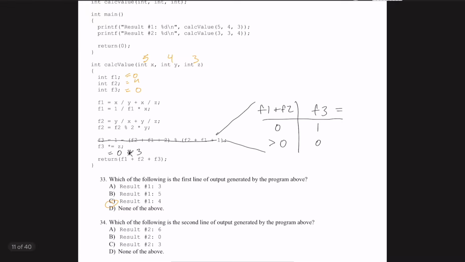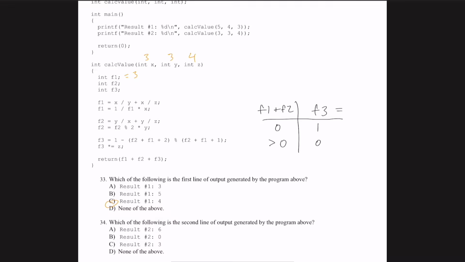Moving on to question 34, we have the same problem with some new inputs. I'm going to keep this table from the last question on the side so we can speed up our work. x is equal to 3, y is equal to 3, z equals 4. f1 is equal to 3 divided by 3 plus 3 divided by 4. That's going to be 1 plus 0 equals 1. f1 is equal to 1 divided by 1 times x. That's going to be 3. So f1 is equal to 3.